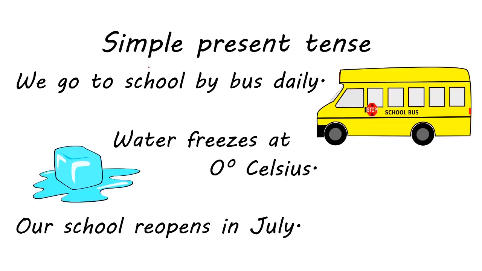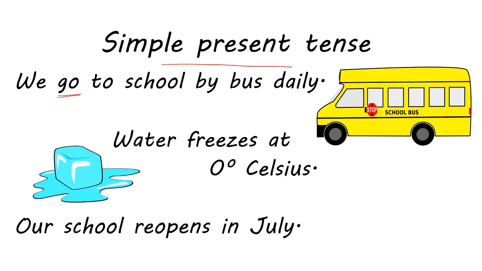So first one is simple present tense. Simple present tense is generally used to describe habitual or repeated actions. For example, we go to school by bus daily is an action that happens on a daily basis. In such cases, we use simple present tense. So in this statement, we have to find the verb. We go to the school by bus daily. Here go is the verb and this is a habitual action. So we use simple present tense here.